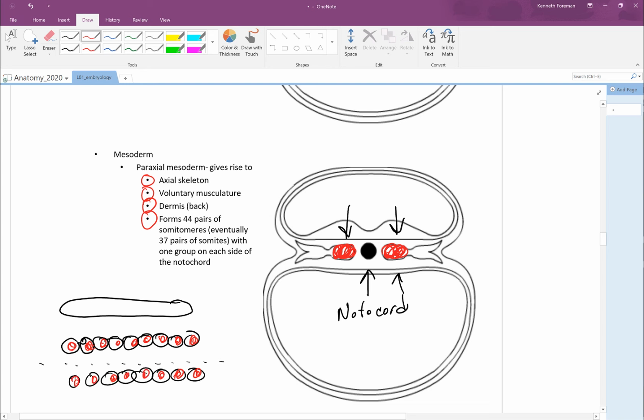Okay? And each one of those we call a somitomere. Eventually they'll become somites, but right now we're just going to refer to them as somitomeres.